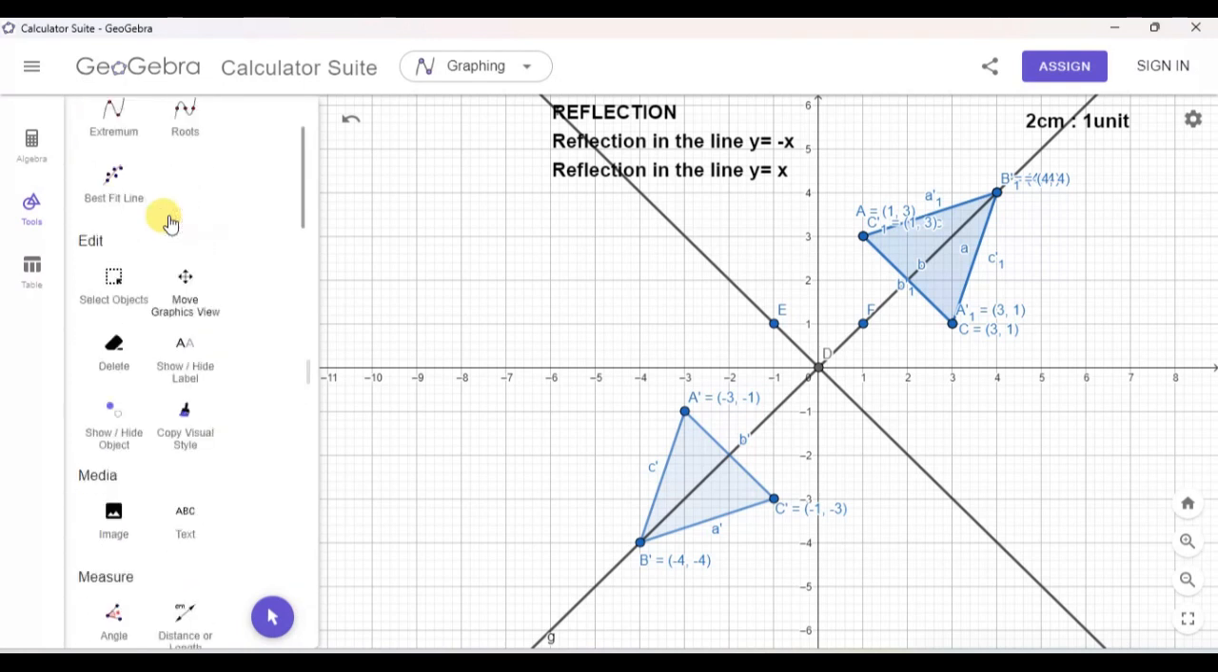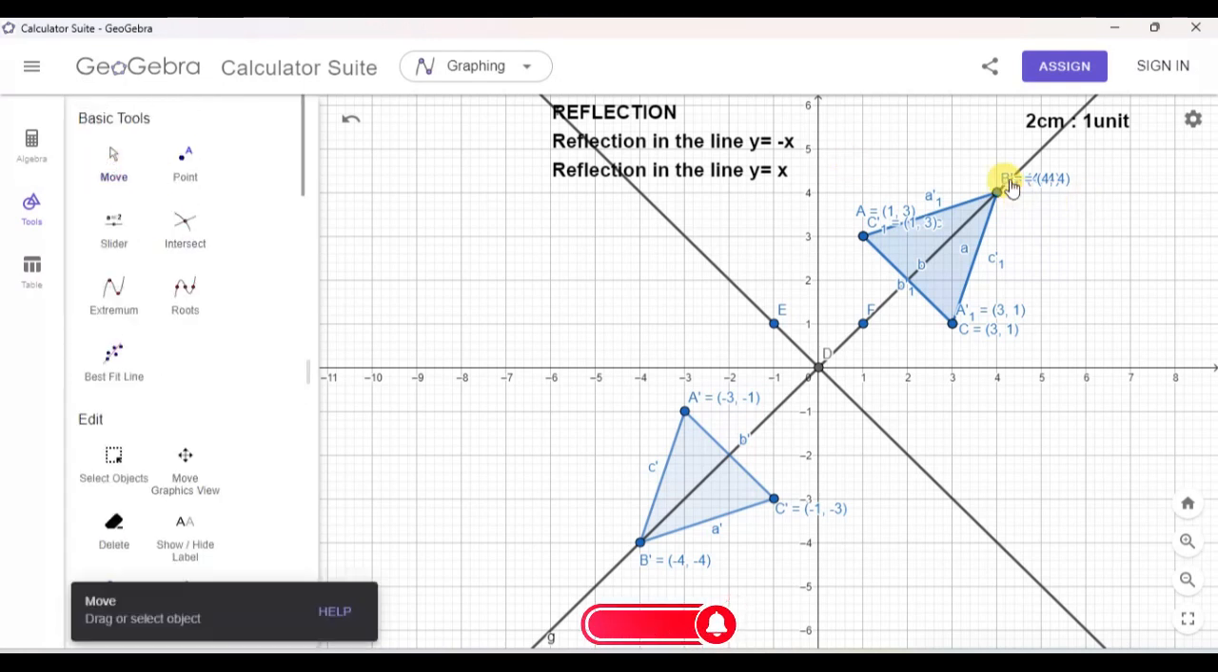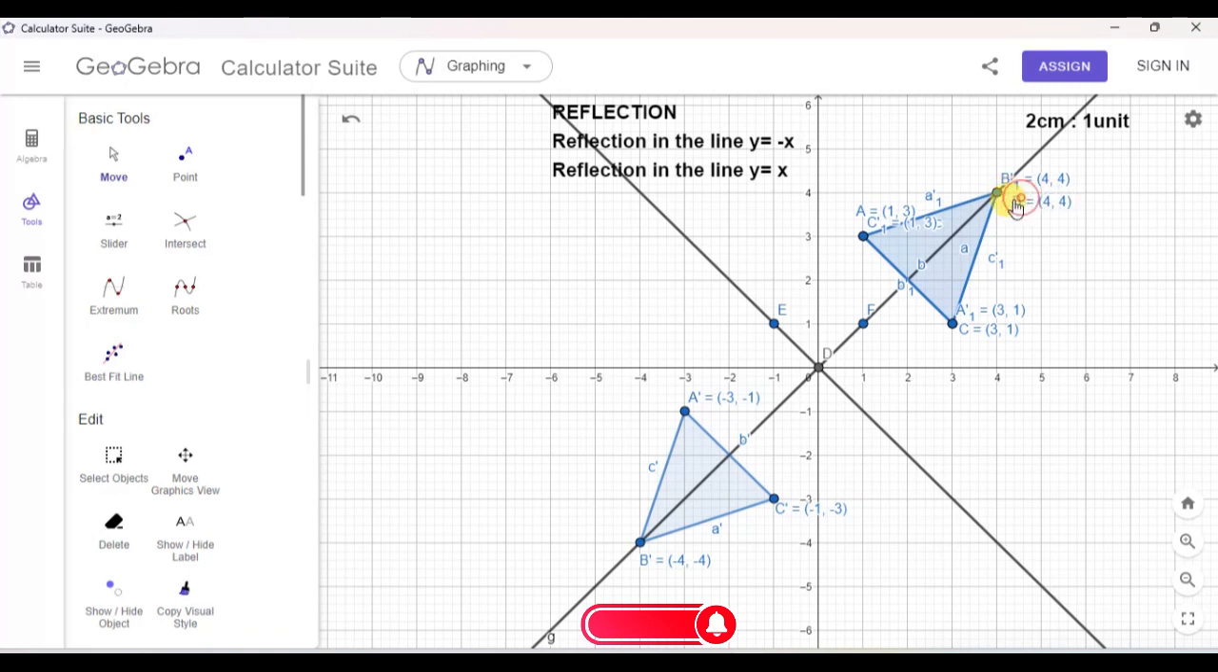So let me just move the figures out a little for you to see them. This is the original B, this is C, and this is the original C. So you can see that clearly. So it has been reflected to the same position, just that you can see the values have shifted. The original A is (1, 3). When it comes to the reflected one, we have (3, 1). The first one was (1, 3), now (3, 1).